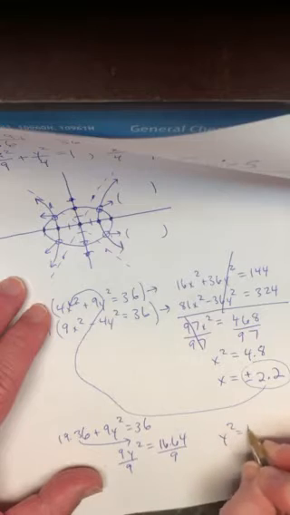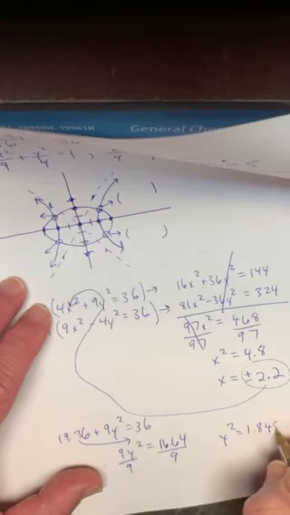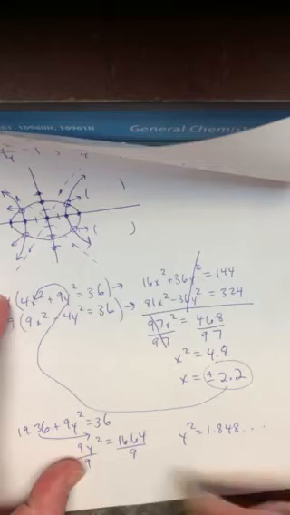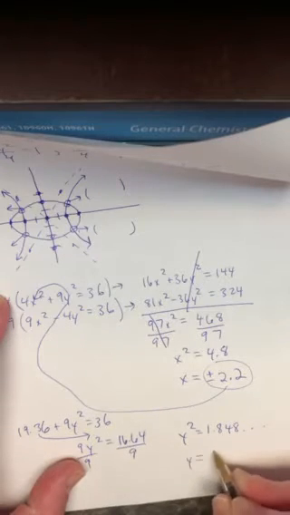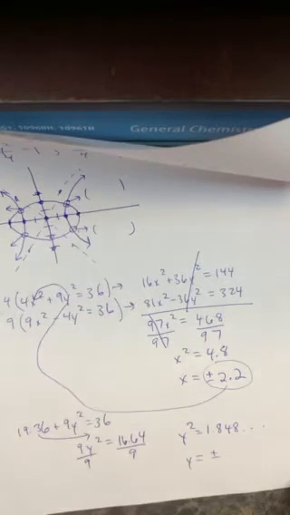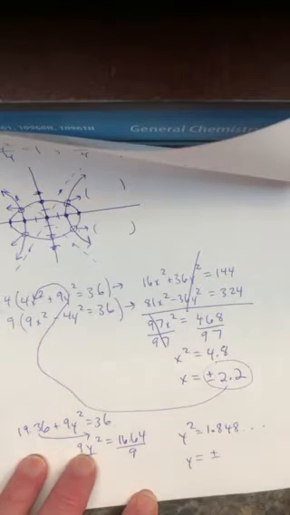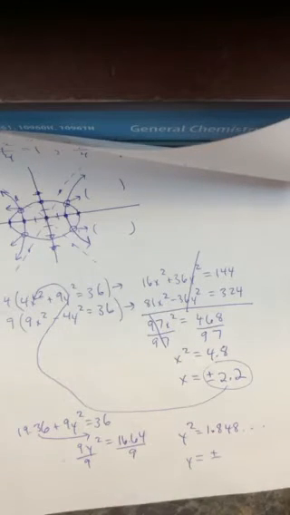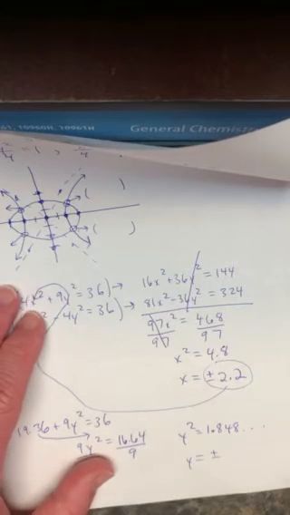Y squared equals 1.848, blah, blah, blah. Square rooting both sides, I get plus or minus, and I'm going to take the square root of that number on my screen, the square root of 1.848, etc. And it looks like it's plus or minus 1.4. Oh my gosh, we did it.